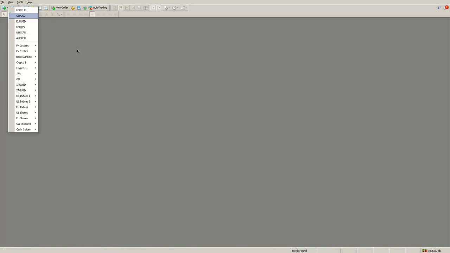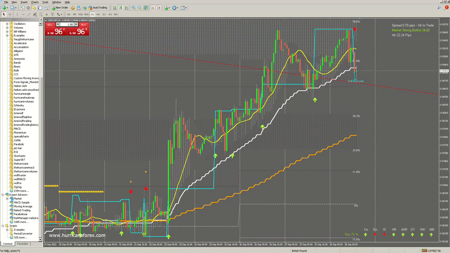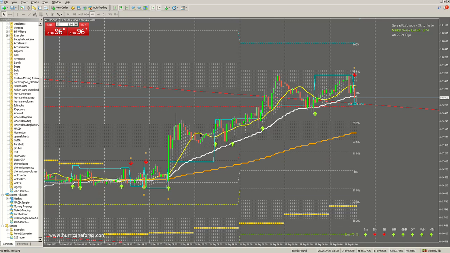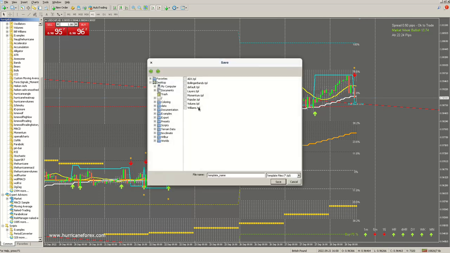So firstly, what we're going to do is open a blank chart. It doesn't matter what it is. The next thing to do, I've already done it here, so you can see I've got the Hurricane Forex Indicator already running on the chart, is to get it how you want it. So you stick the Hurricane, that's the one you'll have, onto here, right click the chart, go to template, save template, and choose default. It won't be there, you'll probably have to type in default and save. So that means that any chart you open will be opened with that template.